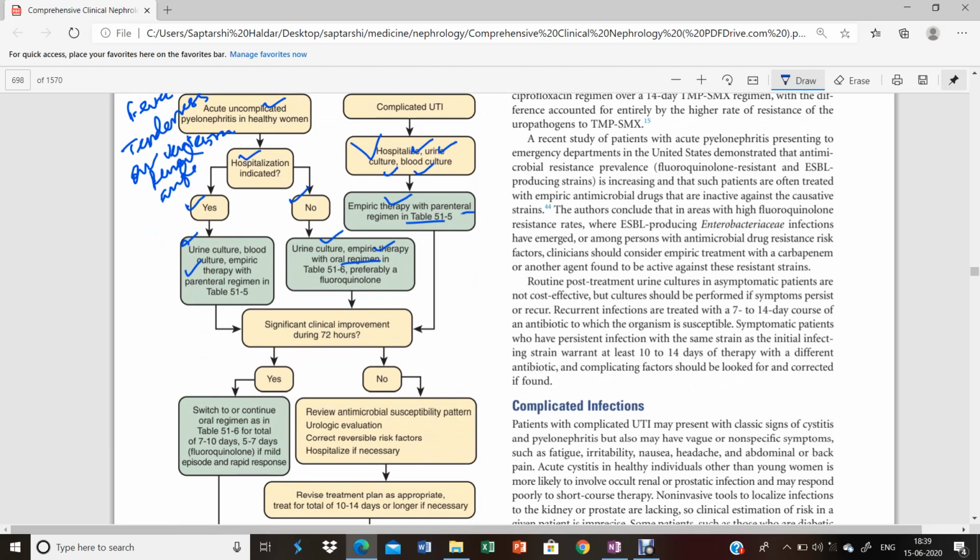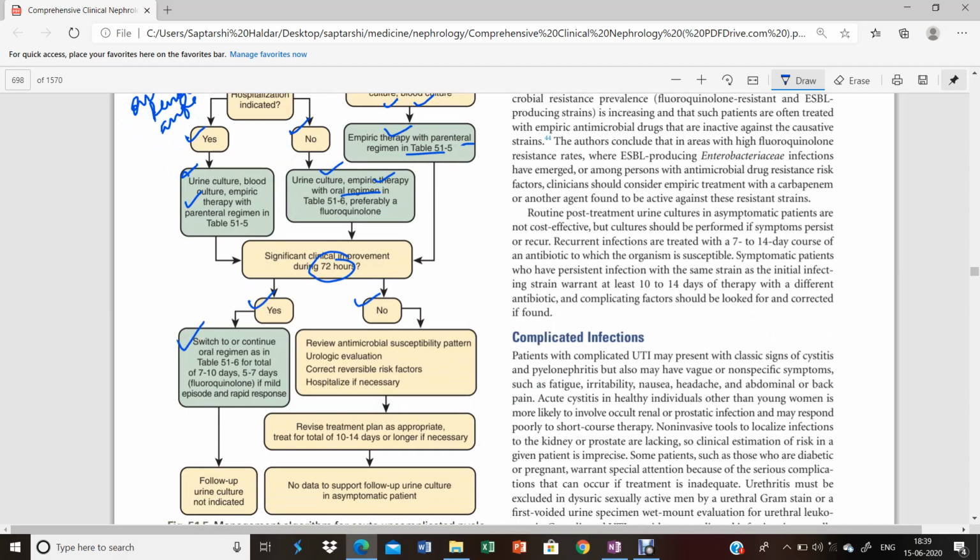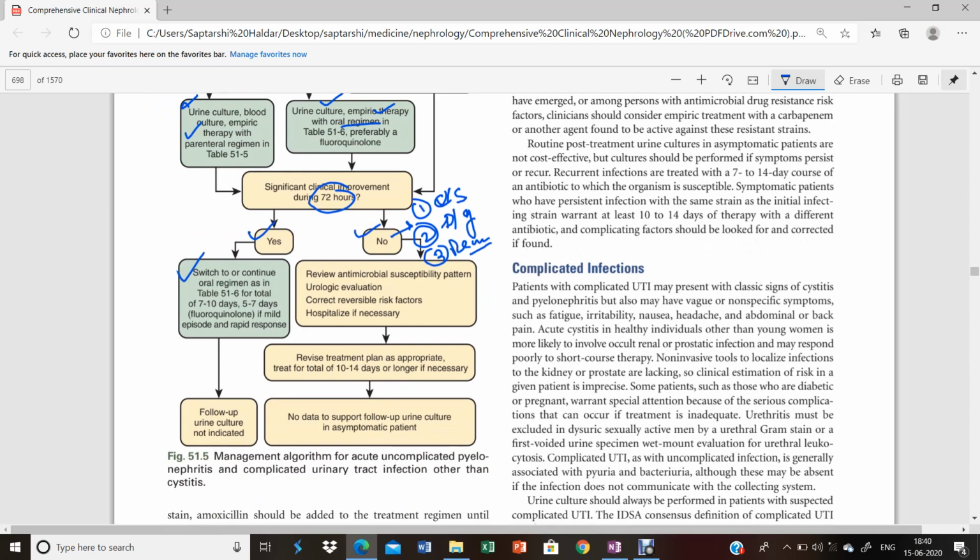If response happens within 72 hours, then we will switch to oral therapy. If no, then we review the culture, review the diagnosis, and look for other reversible risk factors. Evaluate the risk factors. Then we give 10 to 14 days or longer treatment. If it is cured, then it is okay, but if not cured, then evaluate the case.